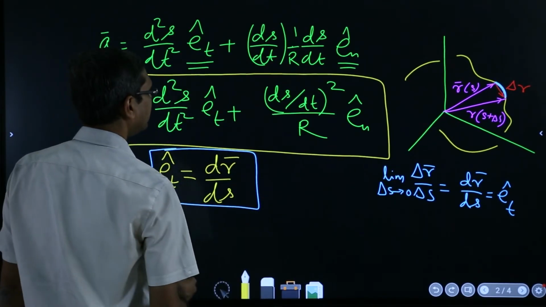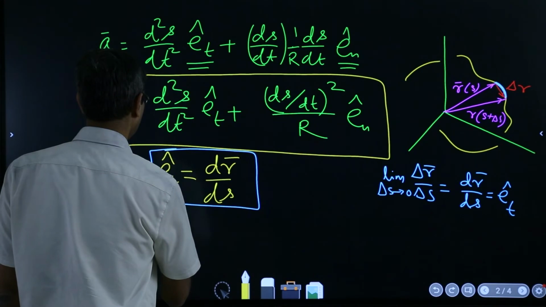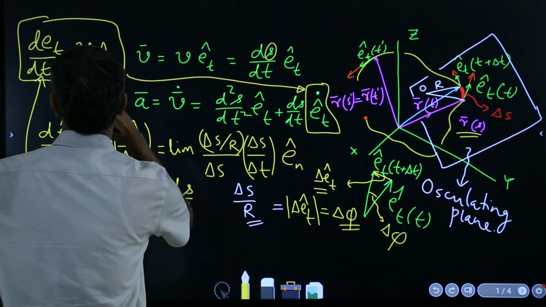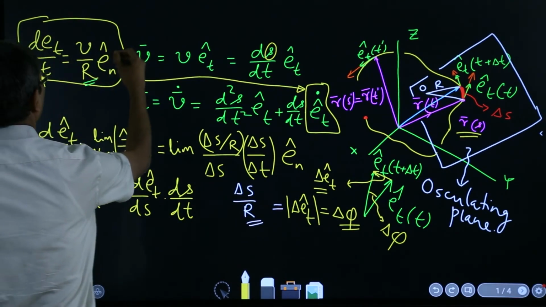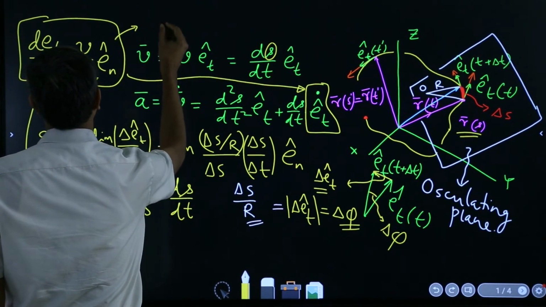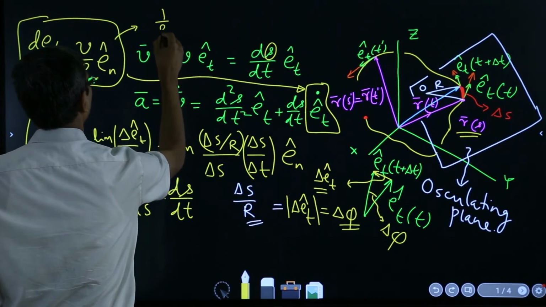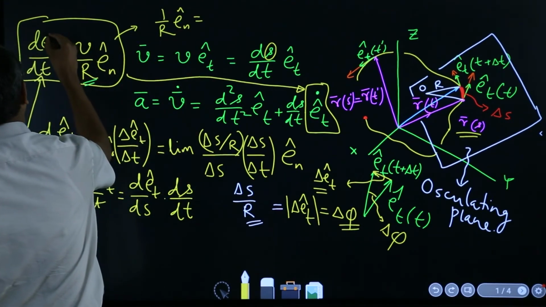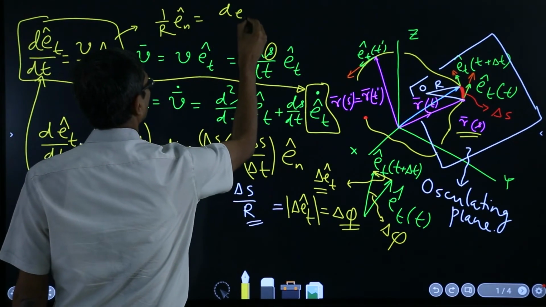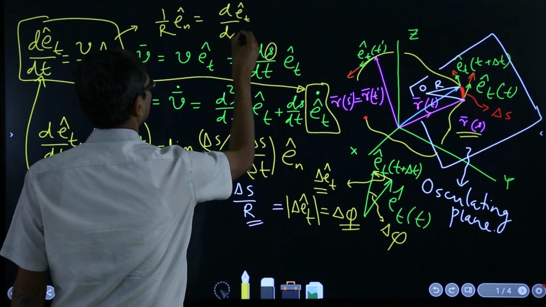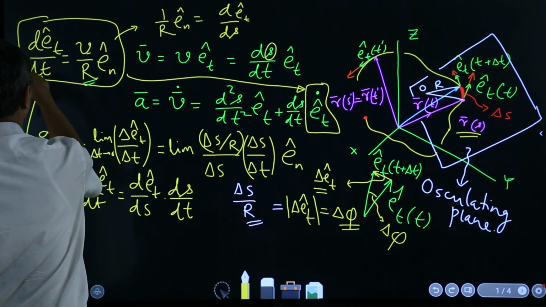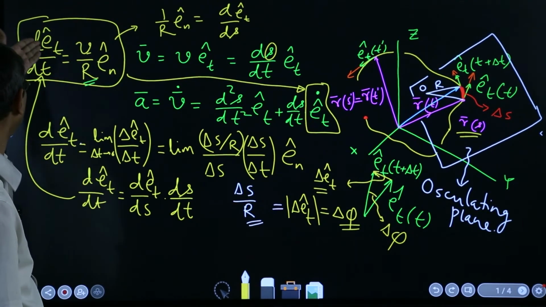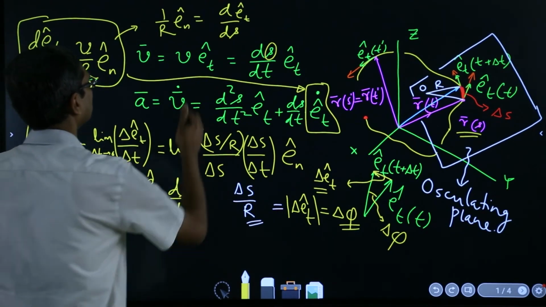So now En you can write by observing that, see here, from here I can actually write 1 by R en is so here det over ds, because I can divide, and that ds by dt if I multiply. So this is nothing but det by ds, which is nothing but this. Okay.